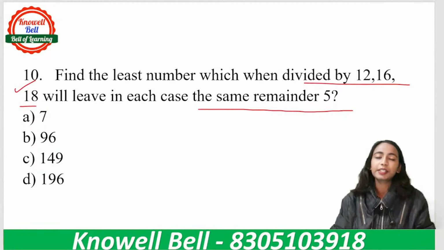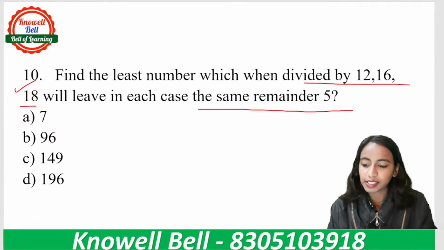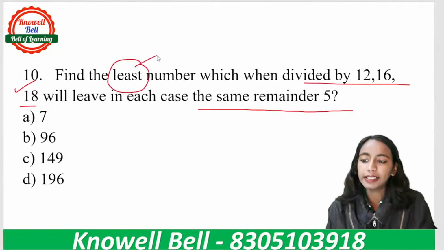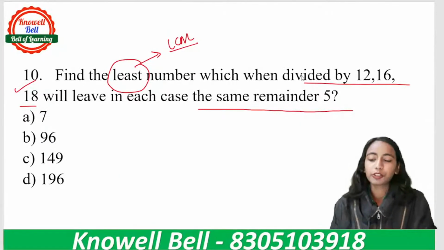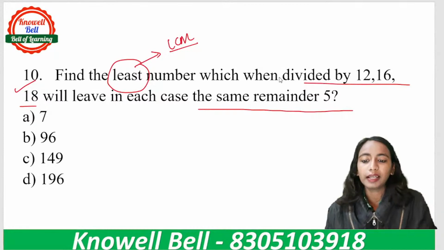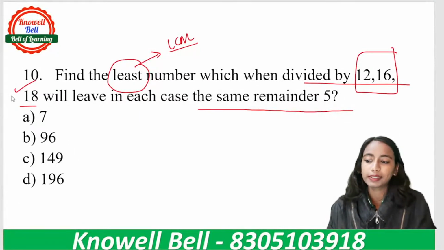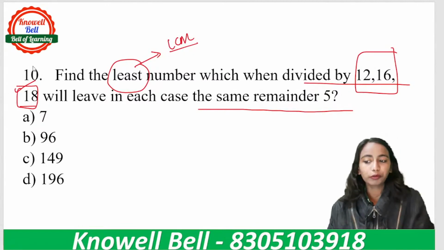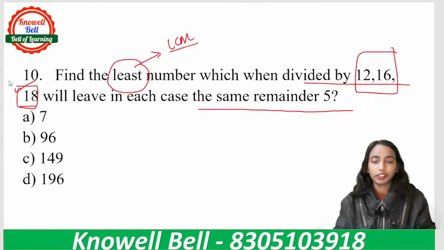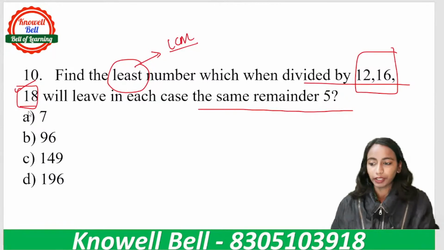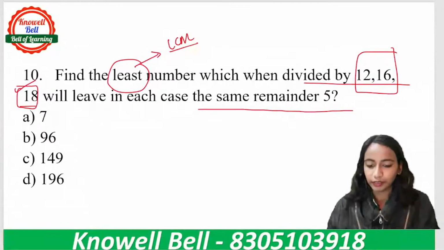Find the least number. Once again, what is the question saying? The question is saying we have to find the least number. Again, what we have to find? LCM, which will divide 12, 16, and 18. So first, you will take the LCM of 12, 16, and 18, and then you have to find that will leave remainder of 5 in each case. So you can add plus 5 there. So we will create a poll here. What is the answer?